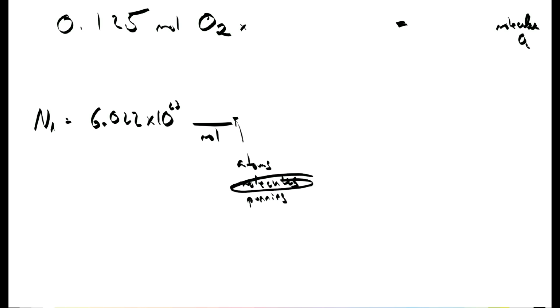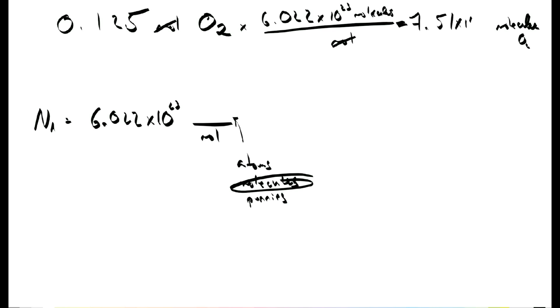Now, we have moles. We want to get rid of it. Moles needs to go on bottom. So we're multiplying by Avogadro's number. So that's 6.022 times 10 to the 23rd molecules per mole. Moles cancel. It's going to leave us with molecules. Specifically, 7.51 times 10 to the 22nd molecules.